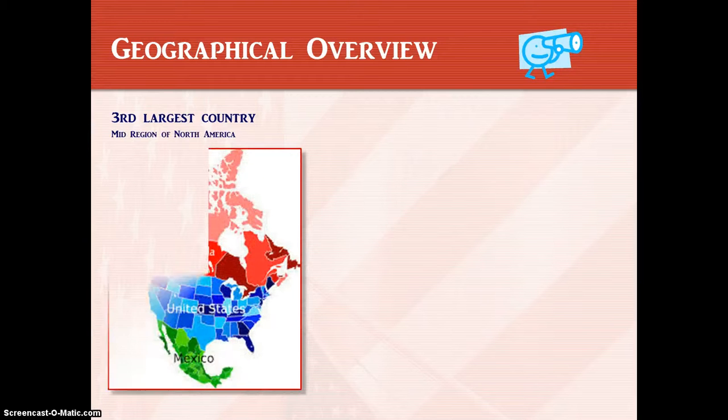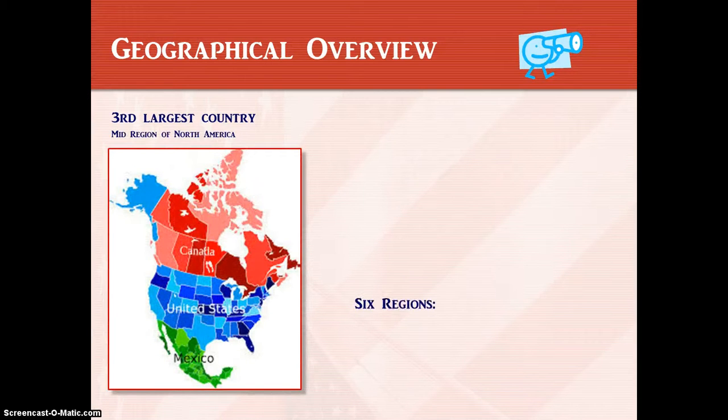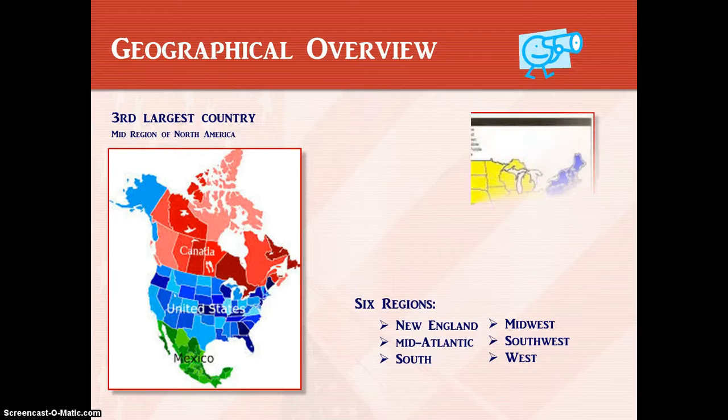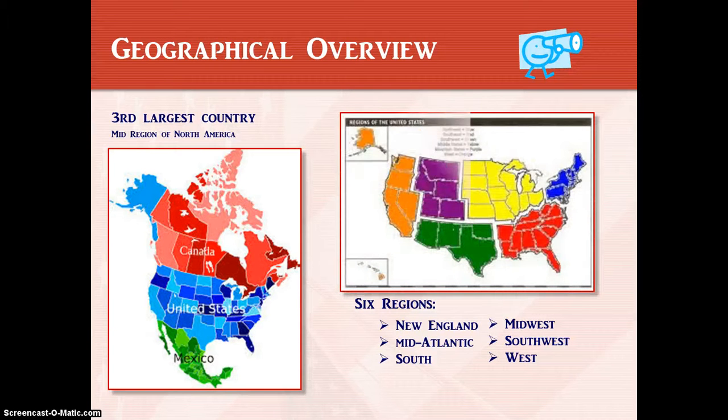Geographical overview. We are the third largest country in the world, occupying the mid-region of the North American continent. Our country is divided into 6 regions: the New England states, Mid-Atlantic states, the states of the South, the Midwestern states, Southwestern states, and West.